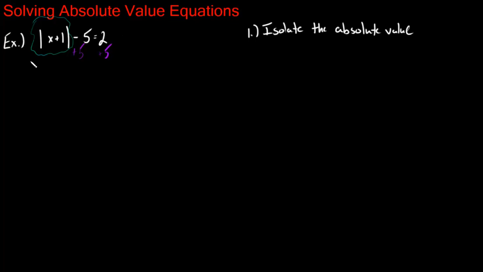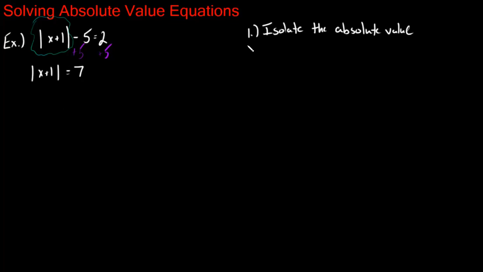And then from there, we're going to have the absolute value of x plus 1 is equal to 7. So now we have this absolute value equation of absolute value of x plus 1 is equal to 7. So now we have the absolute value isolated. There's nothing happening on this side of the equation that's not inside that absolute value.